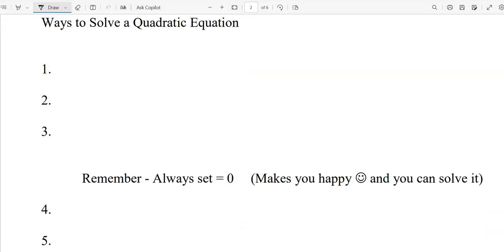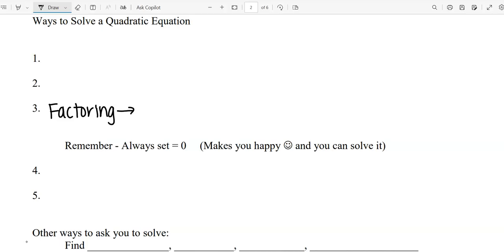We're going to learn, in Note Set 5, our last way to solve quadratic equations, but before that we have 4 ways that we've already done. What's one of those ways? Factoring. That's actually number 3, so factoring. If you factor a quadratic equation, what do you do after factoring to solve it? Nope. It says, remember, always set equal to 0. It makes you happy and you can solve it. So if you're factoring, you got to set it equal to 0, factor it, and then use what? Zero product property. Yes.